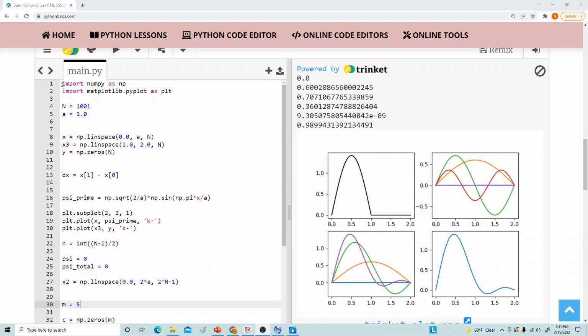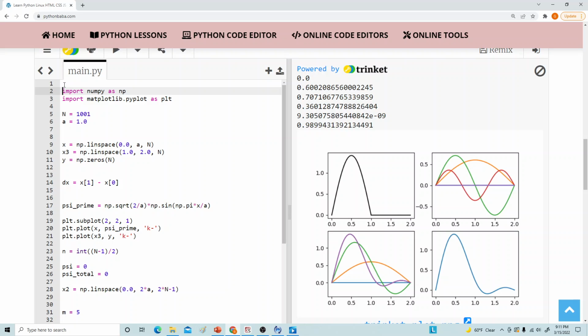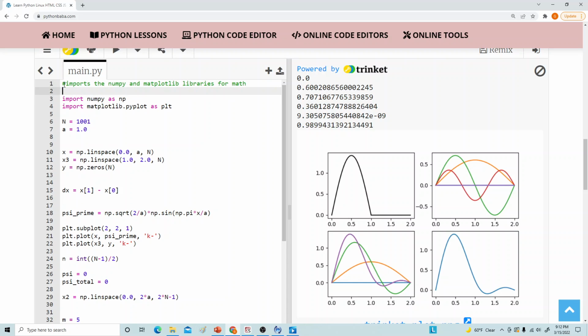Okay, so of course this first line, we're just going to import our libraries. Okay, that's what this first line is for. Remember, the pound sign means comment. The interpreter won't do anything with this. So this just imports the numpy and matplotlib libraries for math and plotting capabilities.